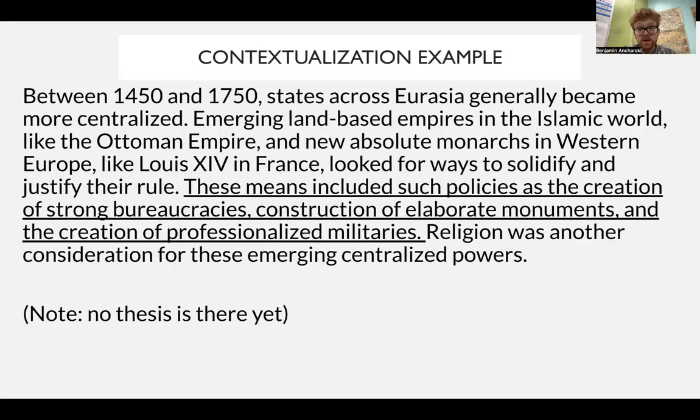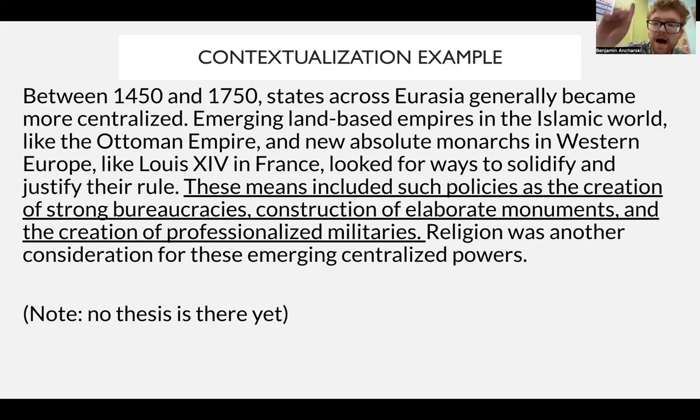This right here is just an example of something you could talk about. I would pick something else personally, just so you can practice. But this is an example of kind of context of government structures between 1450 and 1750. Between 1450 and 1750, states across Eurasia generally became more centralized. Emerging land-based empires in the Islamic world, like the Ottoman Empire, and the new absolutist monarchs in Western Europe, like Louis XIV in France, look for ways to solidify and justify their rule.